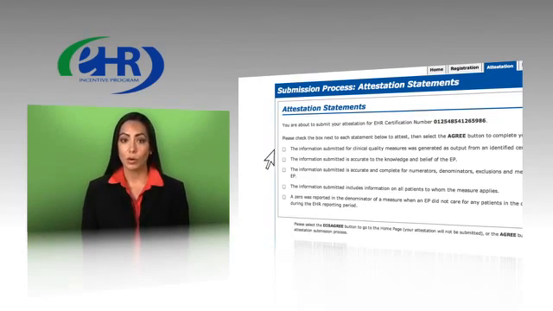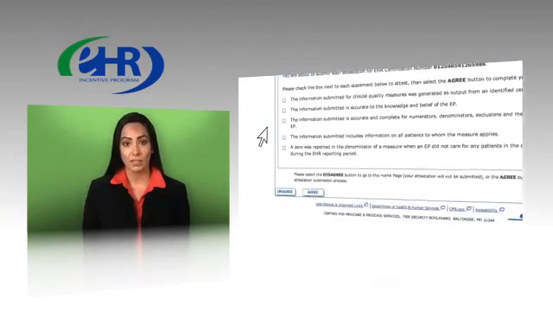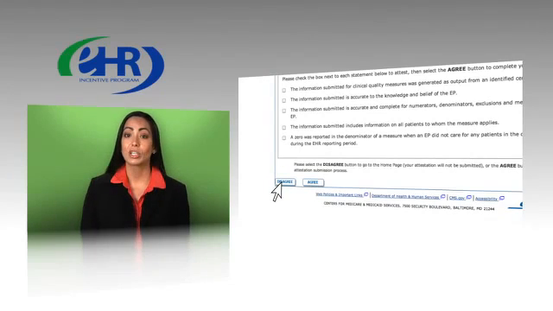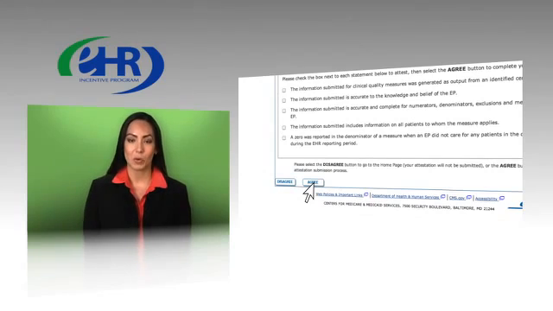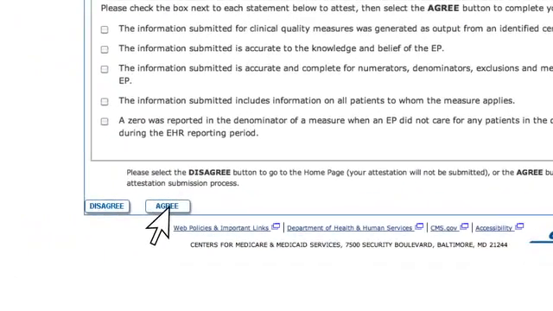If you do not feel you are able to answer yes to any of the 5 statements, you should select the Disagree button, which will bring you back to the home page. The attestation will not be submitted at this time. Click on the Agree button to proceed with the attestation submission process. The Agree button can only be selected after all 5 statements have been checked.